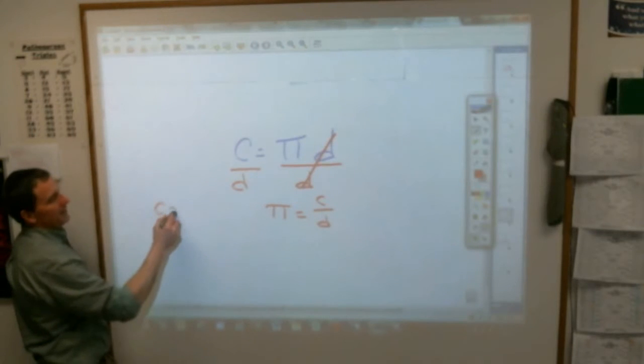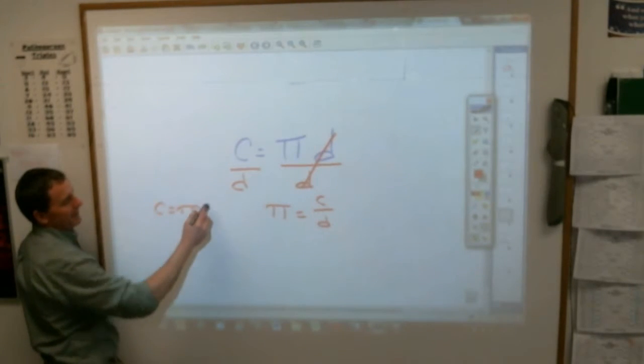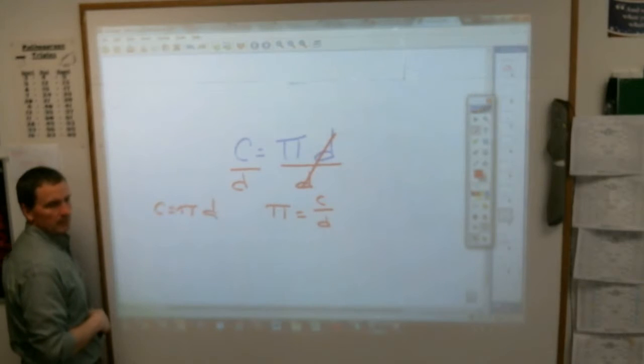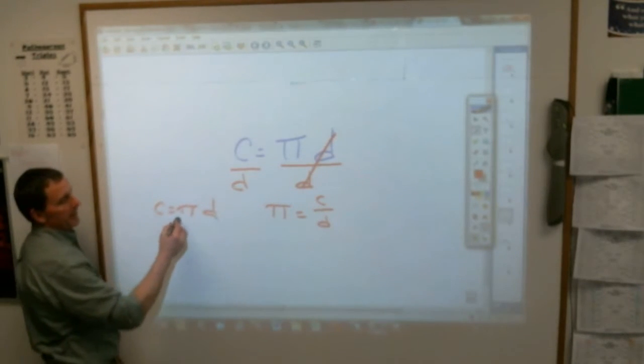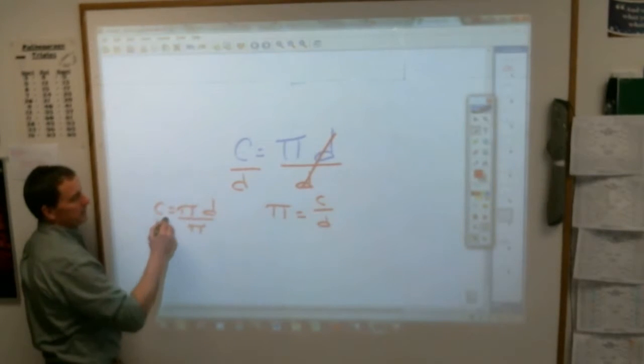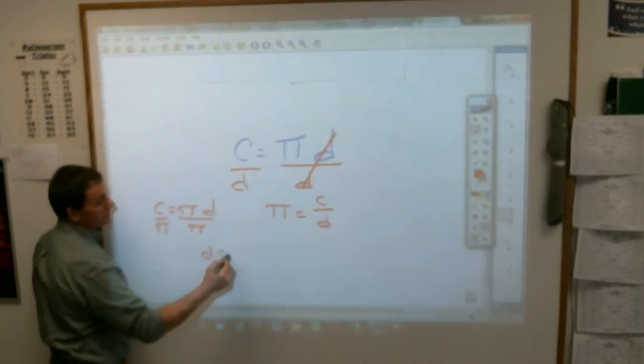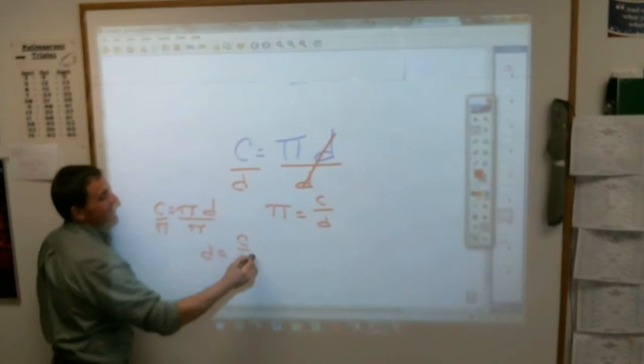Or what if I wanted to take this and solve it for diameter? What do I have to get rid of? How do I get rid of the pi? Divide by pi. Now, is it always division? It is not.